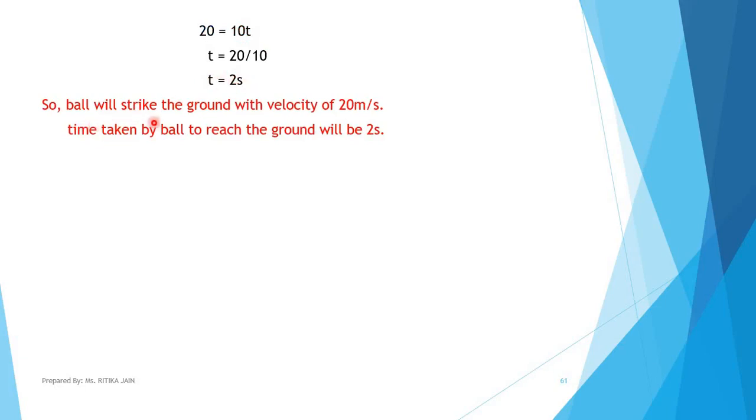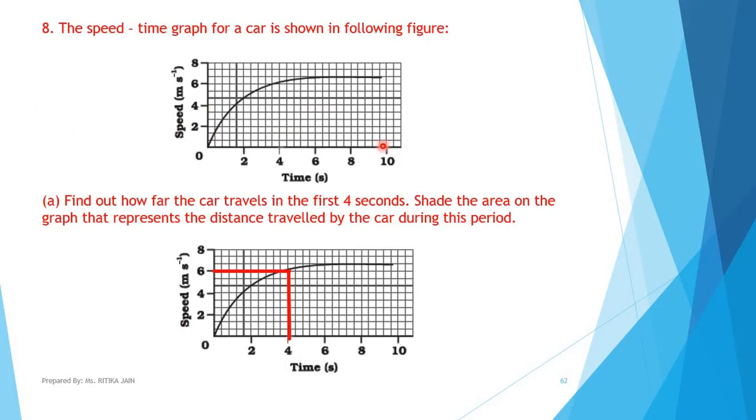So, the ball will strike the ground with a velocity of 20 meter per second, and the time taken by the ball to reach the ground will be 2 seconds. Okay children, now let's move to question number 8. Again in this question you are given a graph, but the graph is between speed and time.